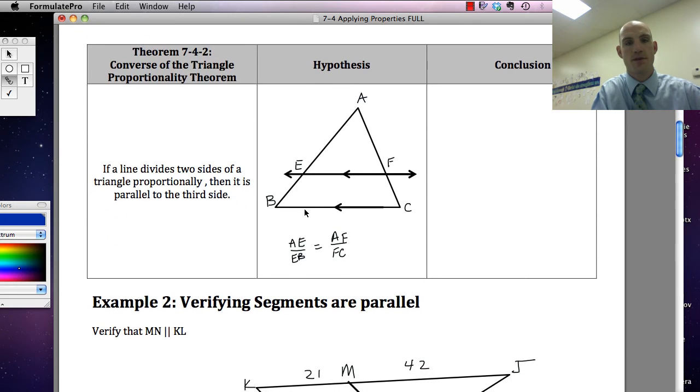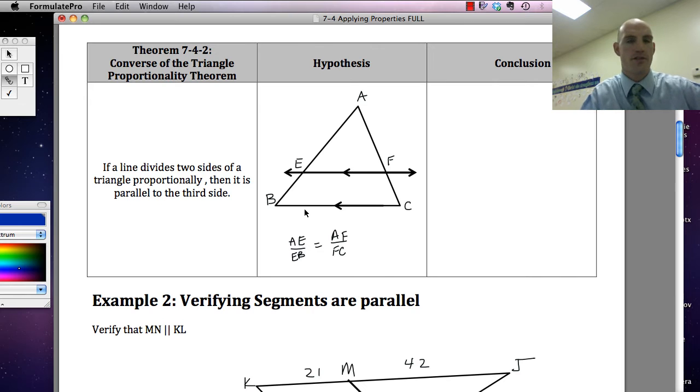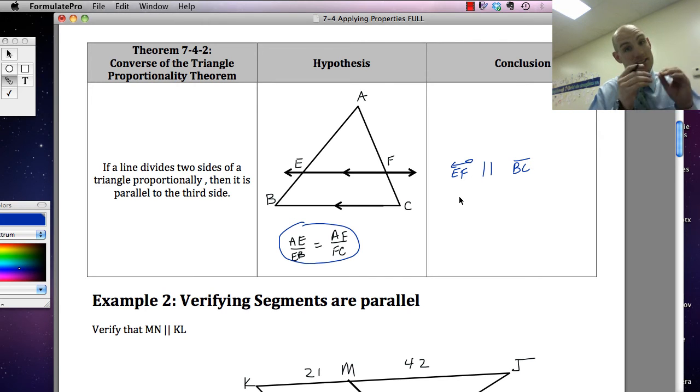Once again, it's okay to pause. Be a critical watcher of this video. It's theorem 7.4.2. Converse of the triangle proportionality theorem. If a line divides two sides of a triangle proportionally, then it's parallel to the third side. So what I'm assuming here is that these sides already have this relationship, so I tested that. Well, the conclusion that I can make then is that line EF is parallel to side BC. Okay? And so that's what this theorem is saying. Test the sides, then the lines can be parallel.